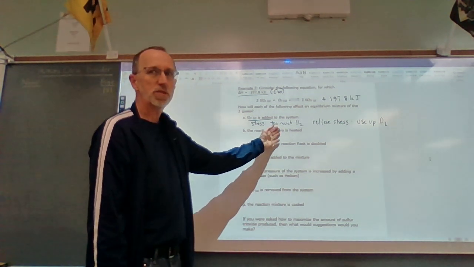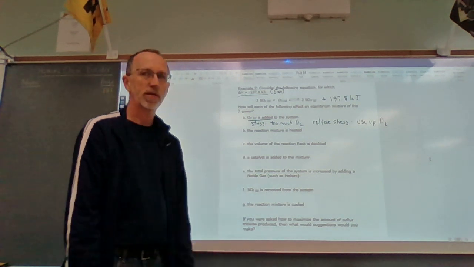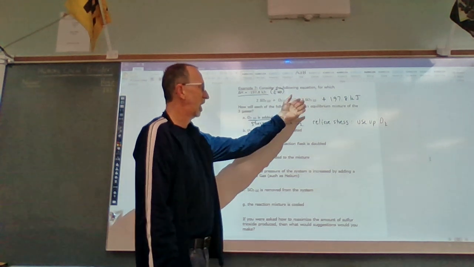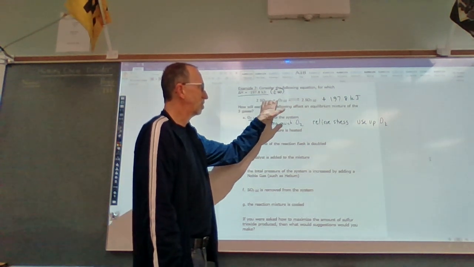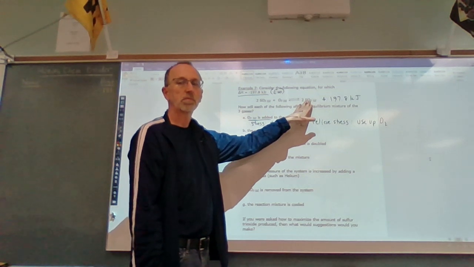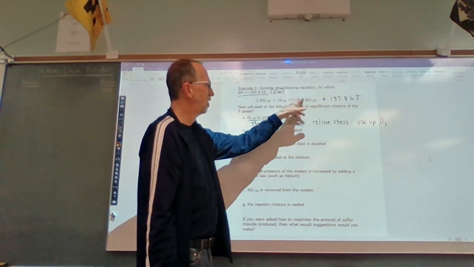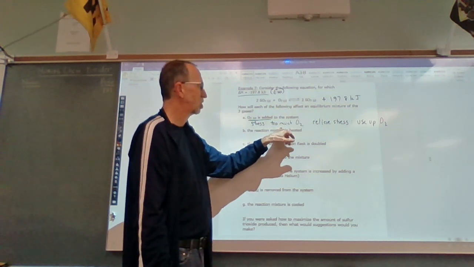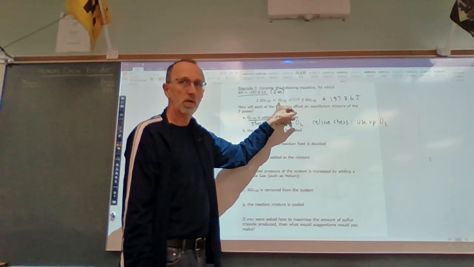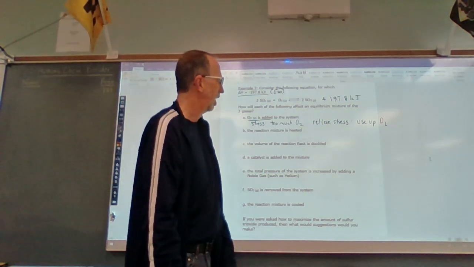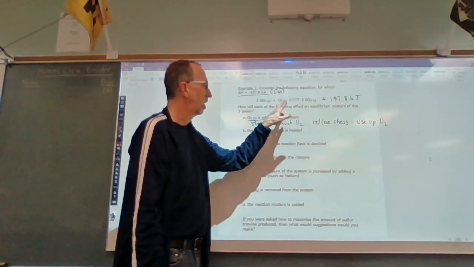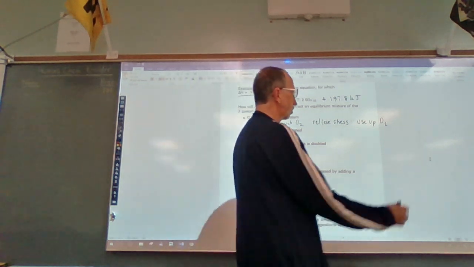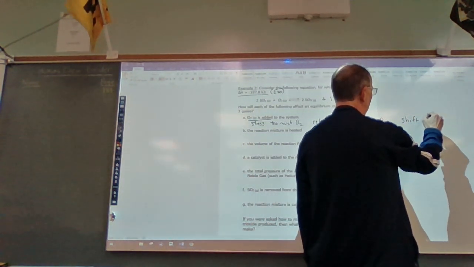So if we add more O2 and the stress is there's too much, what's going to happen? Well, if we shift to the left, we're going to use these up to make more SO3. Okay, that sounds good. If we shift to the right, we're going to use this up to make more of these. Well, if the stress is there's too much O2, do we want to make more O2? No, we don't. We want to get rid of it. And so the reaction is going to shift to the right in order to use up this additional O2 to make more SO3. So it's going to shift to the right.